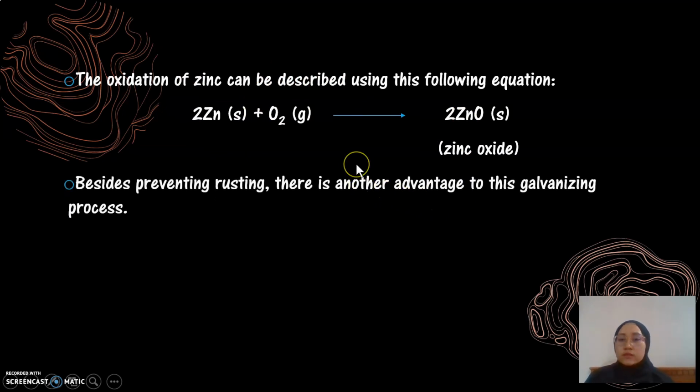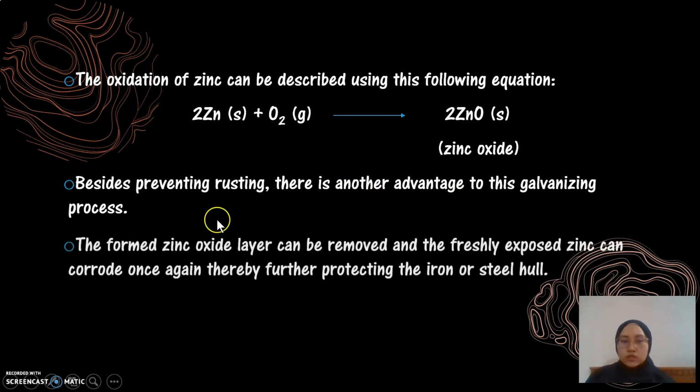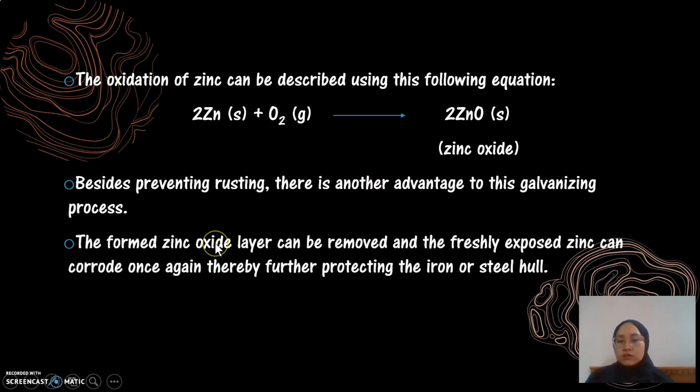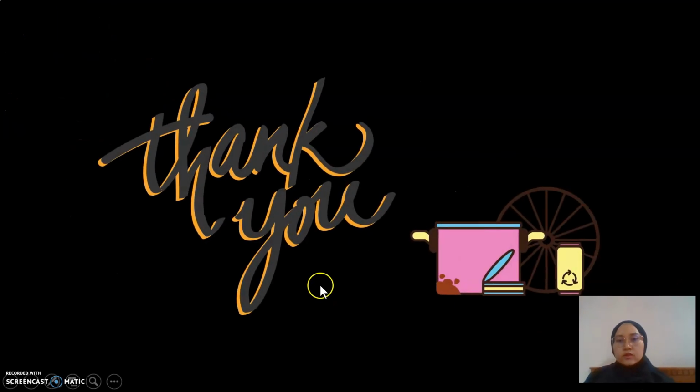So besides preventing rusting, there is another advantage to this galvanizing process, which is that the formed zinc oxide layer can be removed and the freshly exposed zinc can corrode once again, thereby further protecting the iron or steel hull from rusting. So that is all from me, thank you.